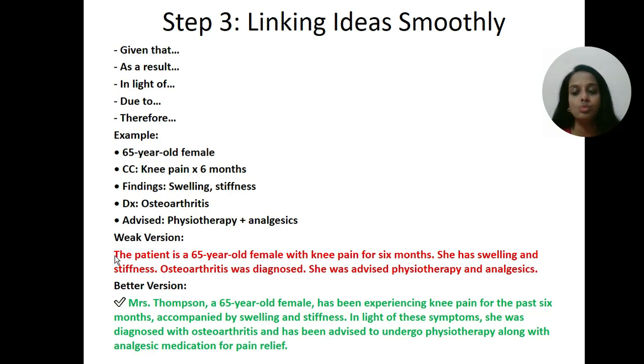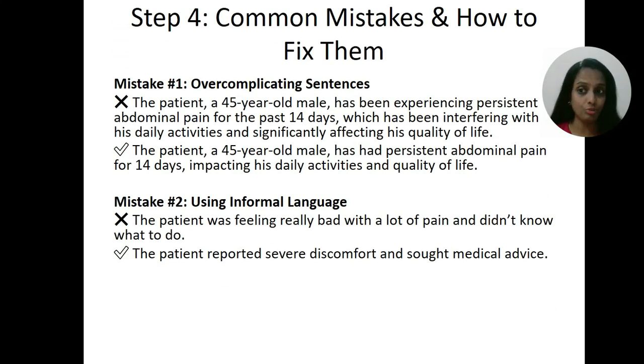And if you see this version, the weak version: the patient is a 65-year-old female with knee pain for 6 months. She has swelling and stiffness. Osteoarthritis was diagnosed. She was advised physiotherapy and analgesic. So here the flow is not very logical and we are not using any linking words. If you add logical connection, it sounds very professional and the flow will be very smooth. Got it? Let's see some of the common mistakes and how you need to fix them.